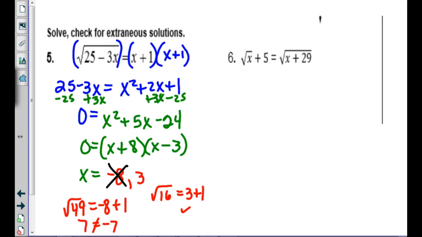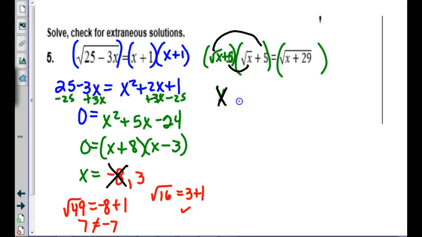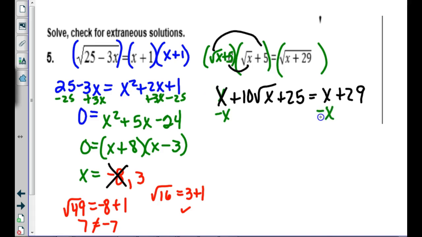All right, what happens if I square both sides on number 6? Yes, which one's messy? All right, so square root of x times square root of x is x. Five square roots of x plus another 5 square roots of x would be 10 square roots of x. Can I do it that quickly? 5 times 5 is plus 25. The right-hand side is just x plus 29. Now what? We have to isolate the square root again. Yes, good job.